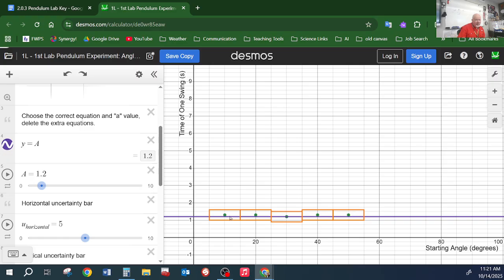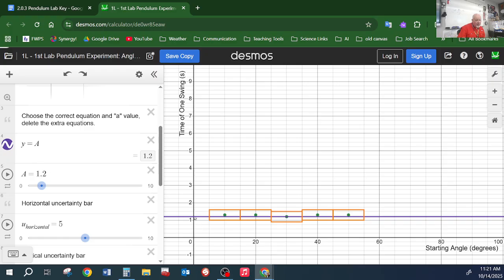So you're all within the uncertainty on this box. Okay, so that would be 1.3 plus or minus 0.1. So this is the line that we're going to use. If we look at this purple line right here, it says that y equals a. That's your mathematical formula. That means that a is 1.2.